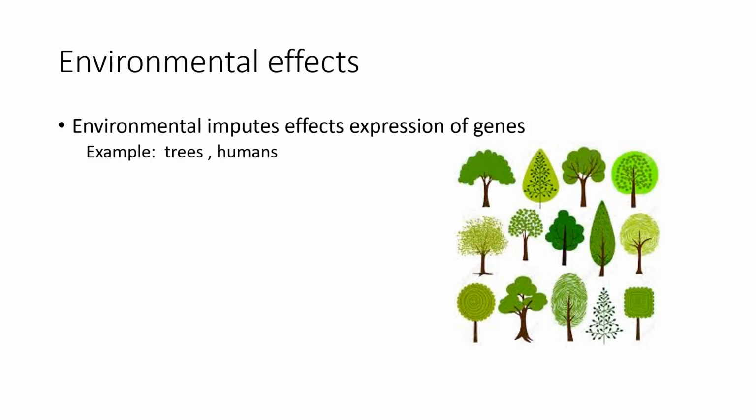Environmental input affects expression of genes. This happens when the phenotype of a character depends on the environment. For example, a tree has leaves that vary in size, shape and greenness depending on the exposure to wind and sun. In humans, nutrition alters height and exercise alters build.